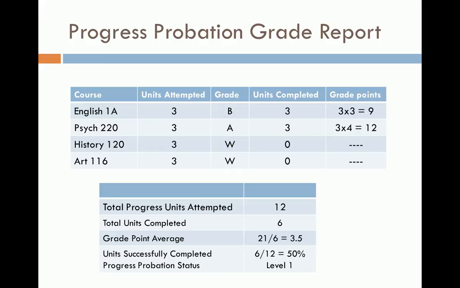B, C, or P. Simply stated, Progress Probation Level 1 occurs when you fail to complete greater than 50% of your enrolled units with successful grades. Another way of stating this is if you enroll in a minimum of 12 units and you complete 50% or more of your units due to unsuccessful grades of W, I, NP, or NC grades, you will be subject to Progress Probation.